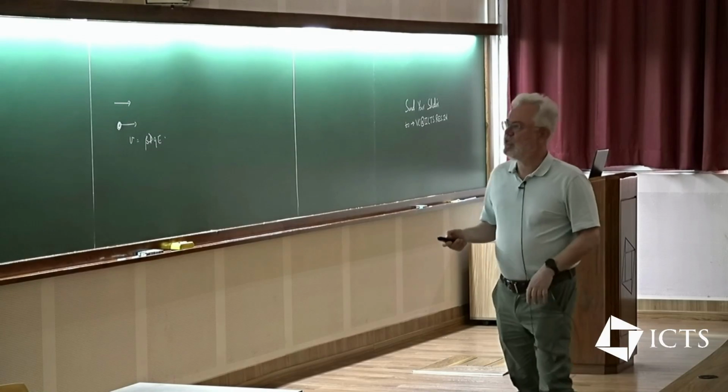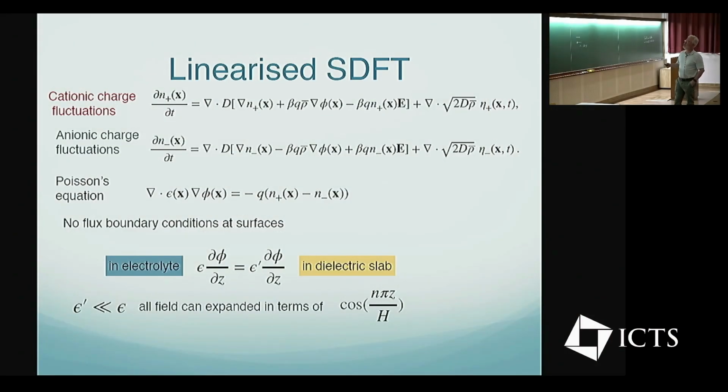So this is the form of the linearized SDFT. You can see it's actually a linear equation. These are just the ionic species, this is my noise term. This is sort of the osmotic term, and this is the term coming from the external field. You see these have different signs, and this is the noise in this linearized approximation. To solve these equations, the electrostatic field is given by Poisson's equation, where this is just the charge density, n plus minus n minus.